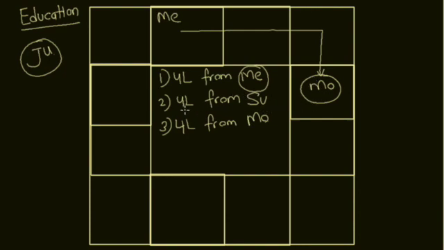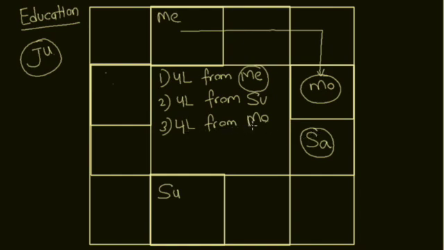And second is fourth lord from Sun. Let's say Sun is over here in Scorpio. So the fourth house from Sun is here, Aquarius, and Lord of Aquarius is Saturn. So Saturn is here in Leo. So when Jupiter is going to transit this Saturn, it will bring educational gains.